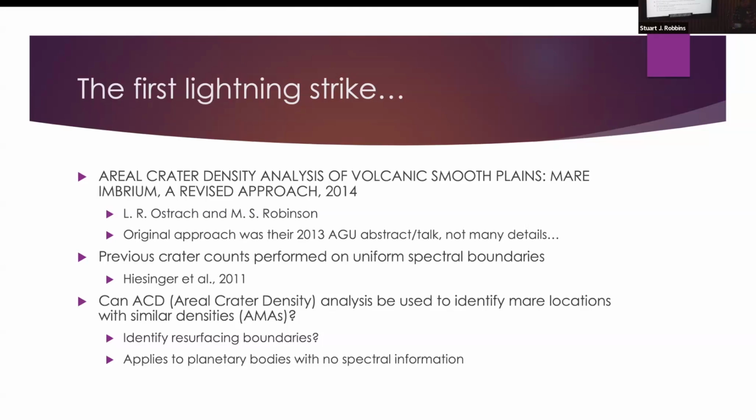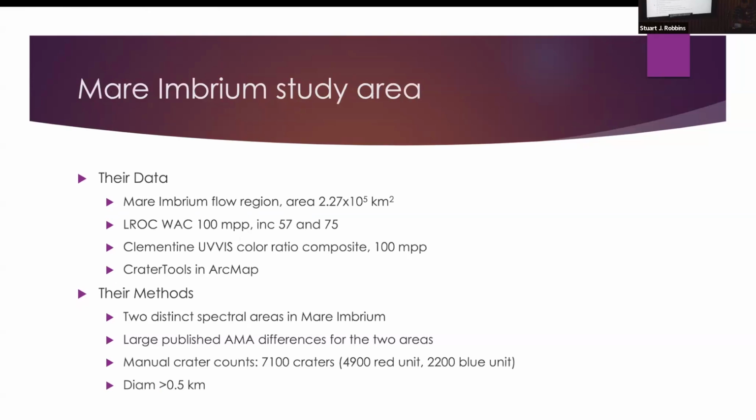And I think their ultimate objective was, well, neat, we have spectral information on the Moon, but we don't really have that when we go to other bodies. So let's look just strictly at the density information. Mare Imbrium, LROC WAC, Clementine, as we know, and then our old friend CraterTools. And they looked at two different distinct spectral areas in Mare Imbrium. These areas had a pretty large AMA difference that had already been calculated. So it's a good test case.